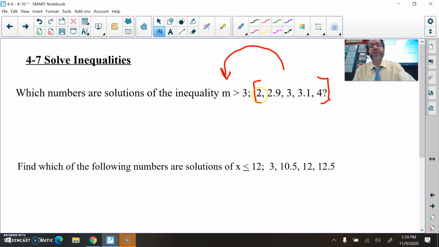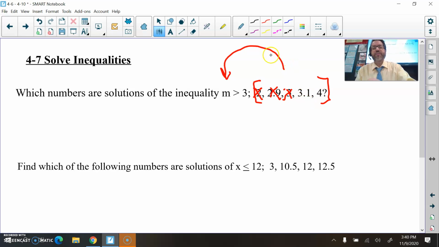So I'll start with 2. Substitute in there, is 2 greater than 3? No, it is not. So I know 2 doesn't qualify. How about 2.9? Is it greater than 3? No, that's still smaller than 3, isn't it? How about 3? Is 3 greater than 3? No, 3 is equal to 3. Now, if this were a greater than or equal to symbol, 3 would be included.